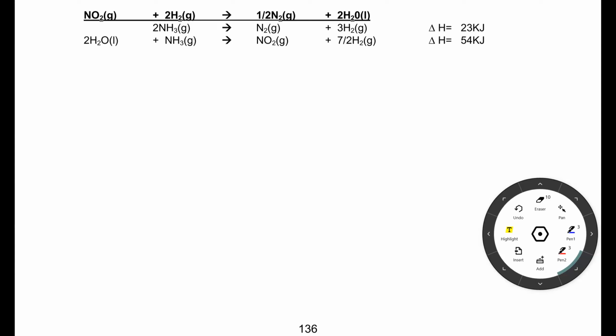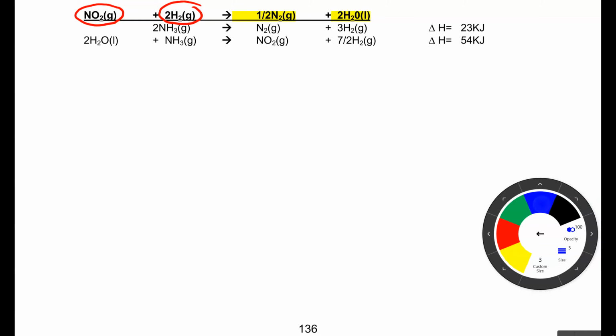Okay, so remember the equation up top, the one in bold, is my target equation. The first thing that I'm going to do is identify my reactants and my products in the target equation. So I'm going to start by circling my reactants. I've got nitrogen dioxide reacting with hydrogen gas, and my products in my target equation are nitrogen gas, this half mole, and also these 2 moles of water. My strategy here is how do I modify equations 1 and 2 so that I can match that target equation up top.